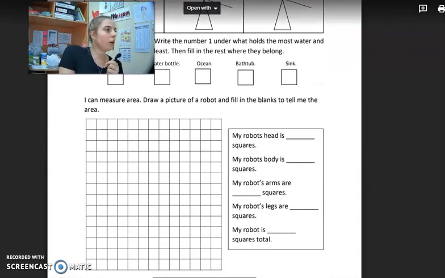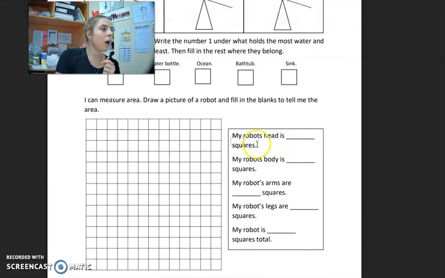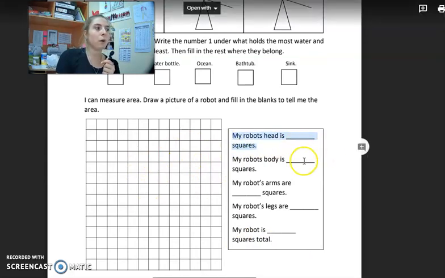The bottom part, we are measuring area. So how much space something takes up. You are going to use this graph paper to draw a robot. And after you've drawn your robot, remember when you're drawing it to keep all of your robot in the squares, right? You can't just make circles and things like that because then it's a little bit too difficult to measure the area. When you're done, you have to tell me how many squares is your robot's head?